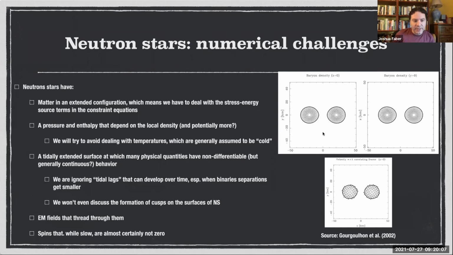As you can see in the figures, neutron stars have a tidally extended surface. At that surface, most physical quantities are going to be non-differentiable, but typically continuous. Initial data does ignore some things. We're going to ignore tidal lags that can develop over time as a binary orbits, where the inner edges lead and the trailing edges trail because of accumulated effects. We're definitely not going to discuss forming cusps on the surface of the neutron stars. That's kind of a numerical nightmare. Neutron stars certainly might have electromagnetic fields that thread through them. They also have spins that, while slow, are almost certainly not exactly zero. Neutron stars are not exactly irrotational.